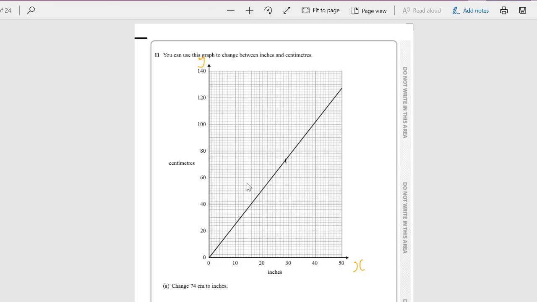So I'm just going to call that y and x. Anyway, we have to be very careful because with these graphs the spaces are not always distributed the same. So here you can see each box represents 1. However, each box here represents 2. So you can see that you have to take that into consideration. So it says change 74 centimeters to inches.